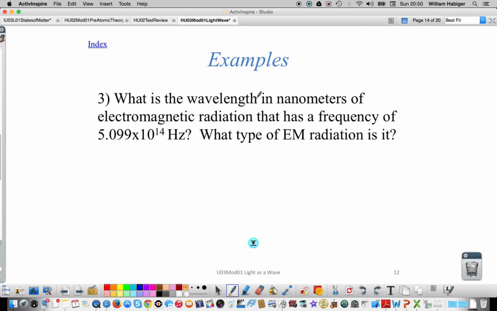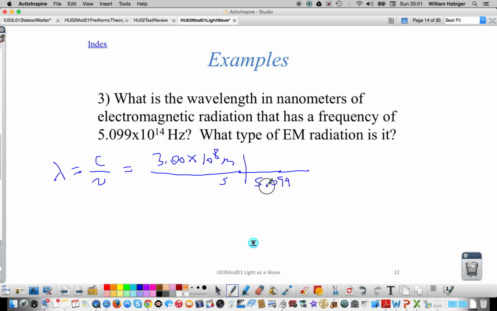Look at example number 3. Another one where we're looking for the wavelength, but this time we want it in nanometers, so we have to add one more step to the end of it. Our wavelength is equal to the speed of light divided by the frequency. So we plug in our numbers. Speed of light is always going to be 3 times 10 to the 8th meters per second, unless the problem specifies otherwise. We're going to divide by our frequency, so that goes on the bottom, 5.099 times 10 to the 14th hertz, which is 1 over a second. Okay, so we'll put the 1 there, and a second kicks up to the top. Our seconds will cancel out.